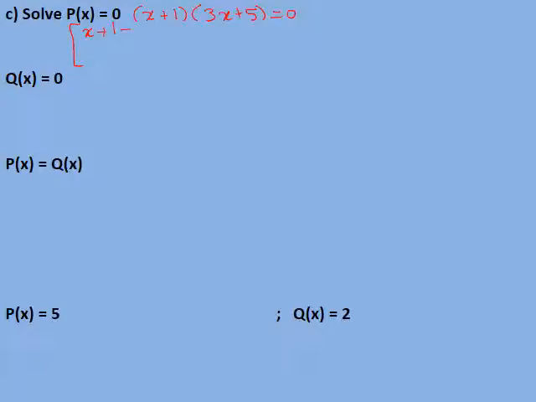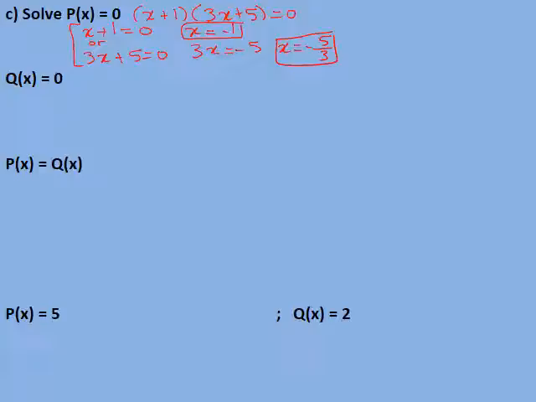x plus 1, Selena, is equal to 0 or 3x plus 5 is equal to 0. Solve the first one: x is equal to minus 1. This is the first solution. Always please put the solution in a box, okay? And 3x equals minus 5, then x equals minus 5 over 3. So please pay attention: if we want to solve, we take the factorized, okay?